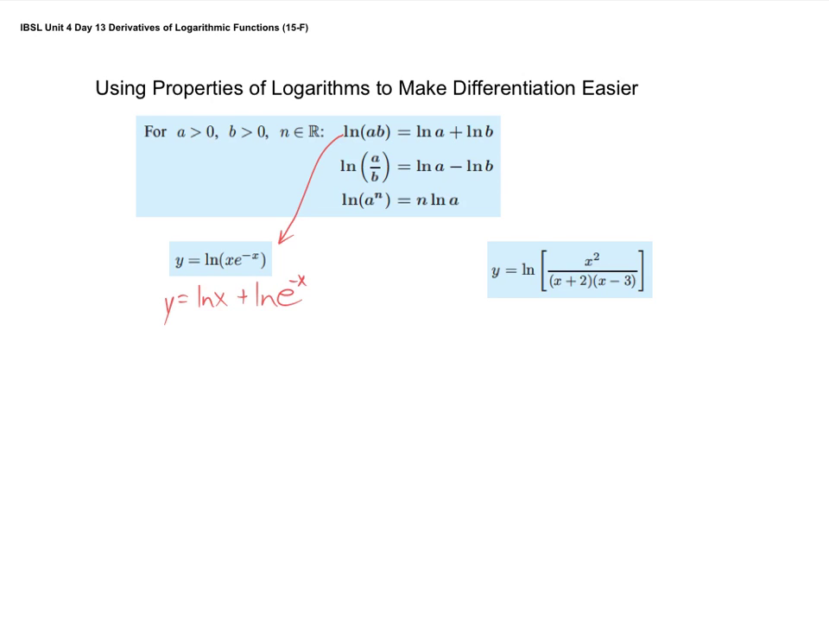Now, the second rule you see is if we have a quotient, you can write that as the natural log of the numerator minus the natural log of the denominator. So for example, looking at this second example here, I could rewrite y as the ln of x squared minus the ln of... Wouldn't it be 2? You'd also have to do the first one as well.